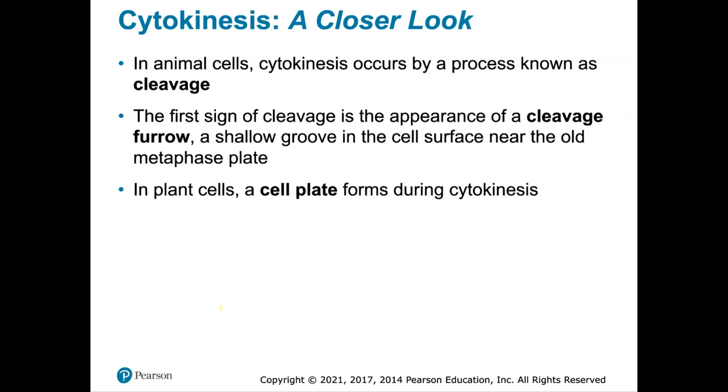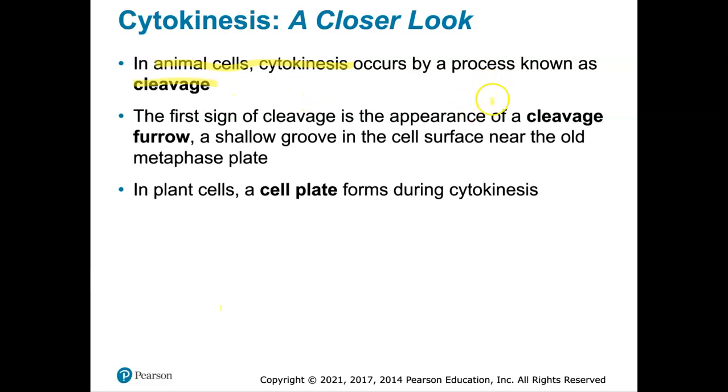This is part 2 of the chapter 12 recordings. And now we're looking at cytokinesis and cytokinesis in animal cells. So we're going to compare animal cells and plant cells. In animal cells, cytokinesis occurs by a process known as cleavage. Basically, cleavage just is when the cell splits in half.